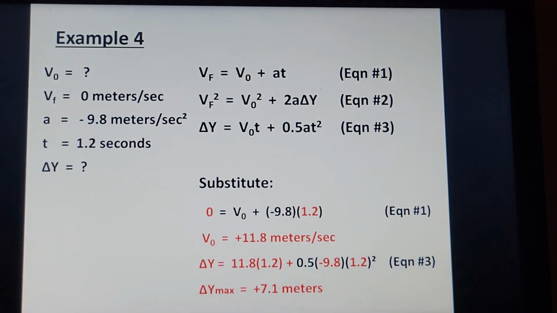In this case, we're going to plug into equation 1, and if you're careful with your signs, you'll determine that initial velocity in this case was a positive 11.8 meters per second. In other words, you had to throw the ball at a positive 11.8 meters per second to get it to reach that particular elevation. We plug that number in and find that the maximum height this ball reaches is 7.1 meters. So if you want a ball to go 7.1 meters above your release point, you have to throw it 11.8 meters per second. That has to be your initial velocity.